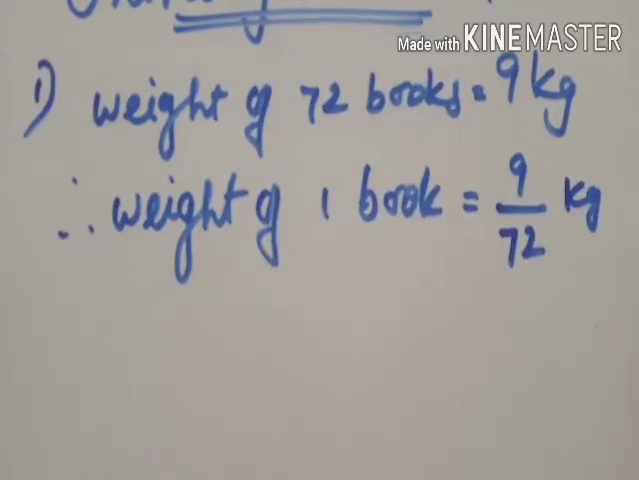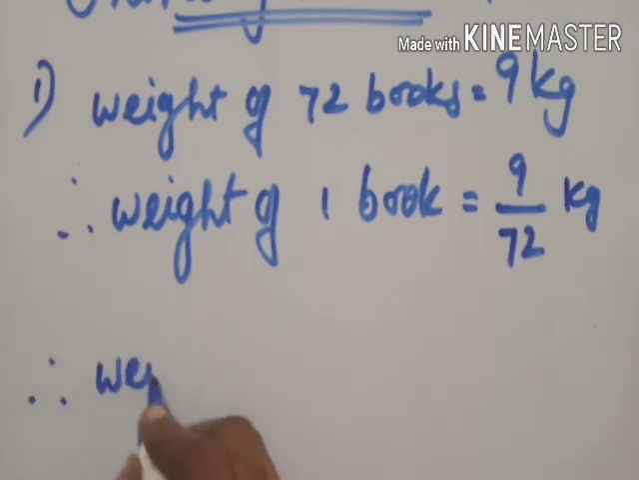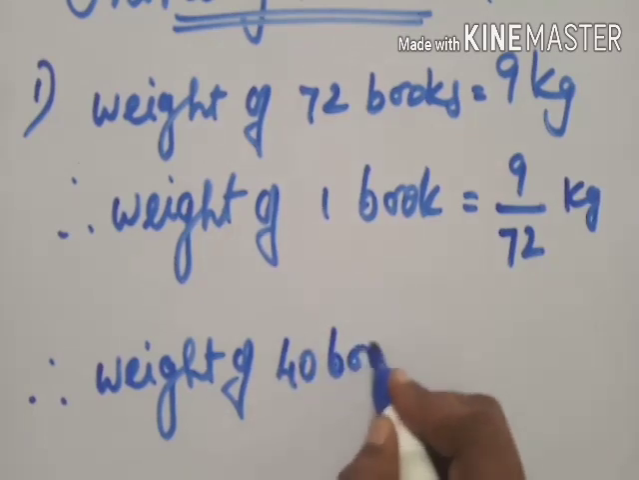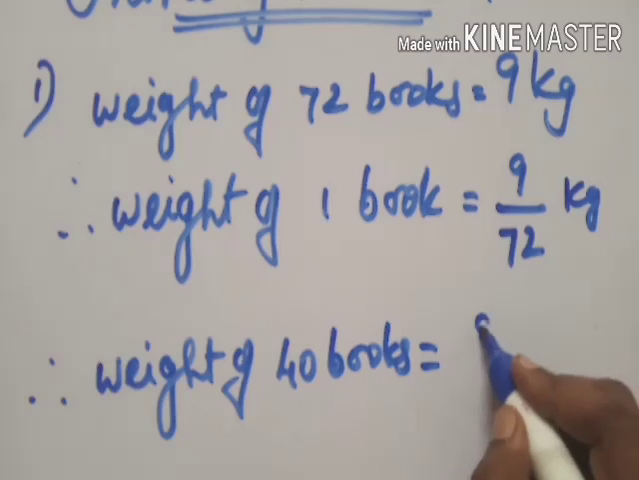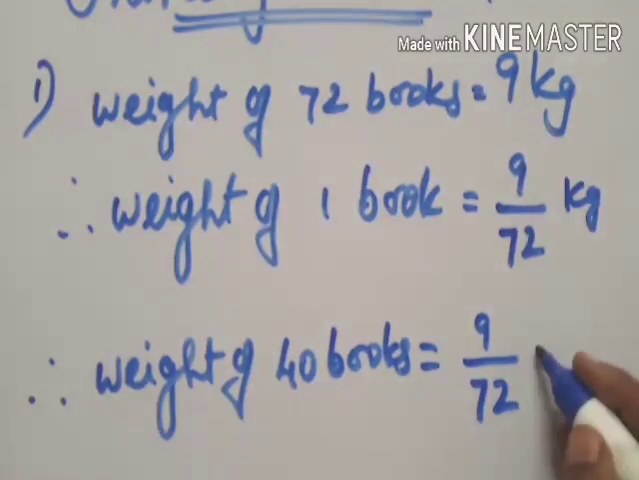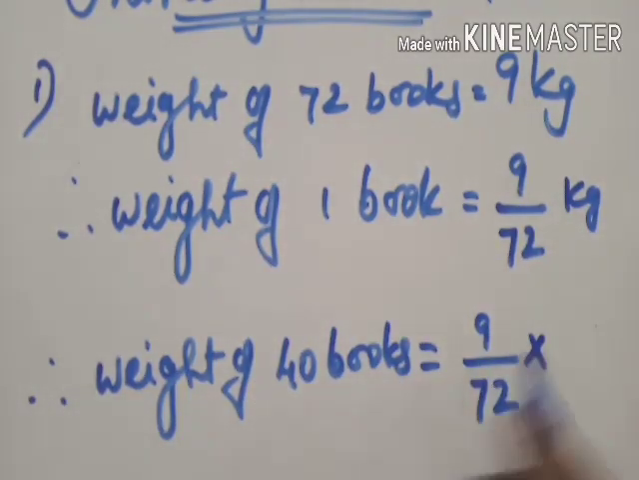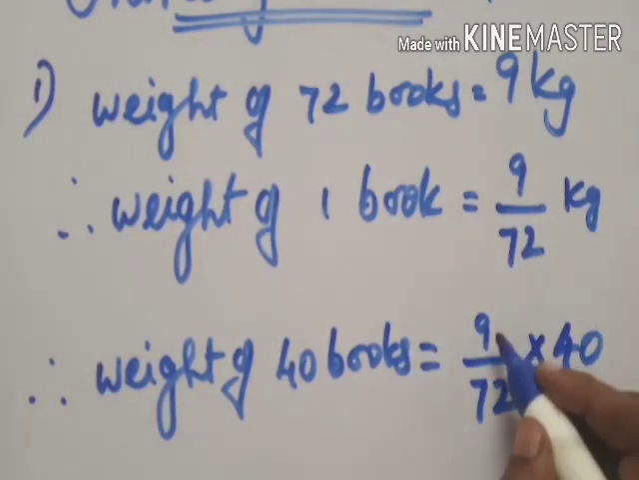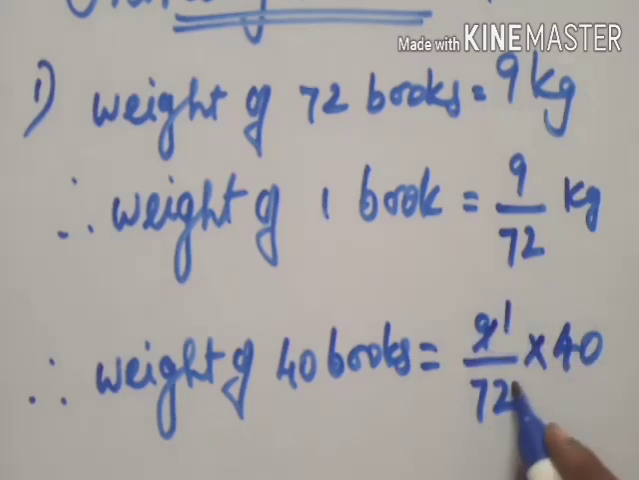Next step, what do we have to find out? The weight of 40 such books. Therefore, the weight of 40 books is equal to 9 divided by 72, which is the weight of one book, into 40. Now here I am going to do the simplification. Using the ninth table: 1 9 is 9. How many 9s will make 72? 8 9s are 72.